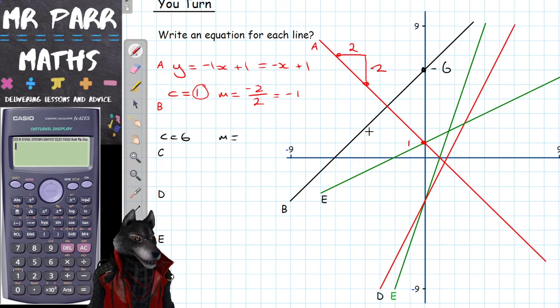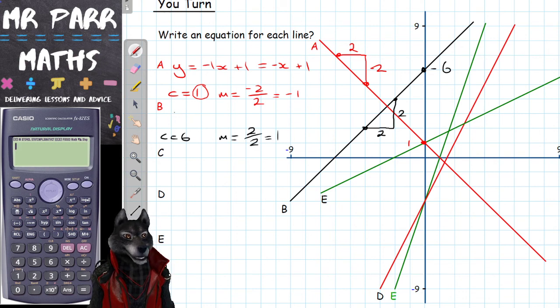M, again, I need to pick some points. So I'm going to pick this point and this point. Goes across 2 and up 2, so it has a rise of 2 and a run of 2. So that's rise over run, which gives us 1. So this one is y equals 1x plus 6. So it went through at 6.